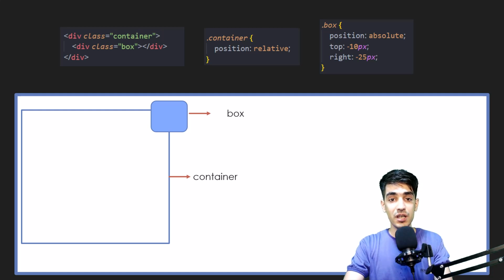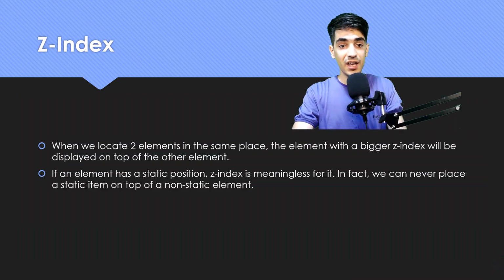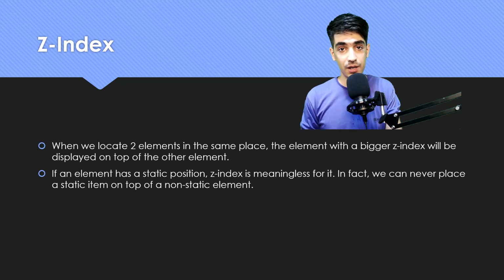And the last thing was a combination of relative and absolute. See, when we apply relative to the parent and absolute to the child, this is what happens. We can say, for example, top negative 10 pixel or right negative 25 pixel, and what happens is that we can locate an element relative to its container. So this is something to have in mind. And for the Z-index, remember, the element that has a bigger Z-index will be displayed on top of the other element. And don't forget that Z-index is meaningless for static positions. So this is something to have in mind.